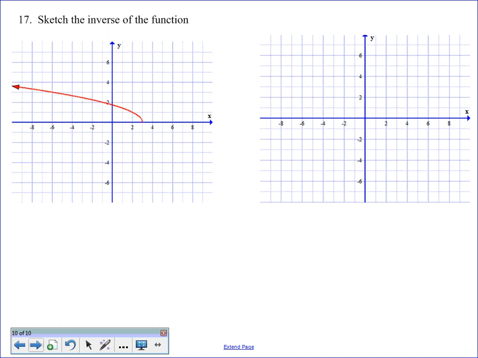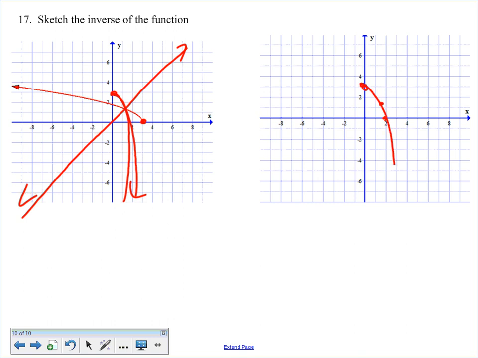So this last one says sketch the inverse of the function. And the key to this is to remember that inverses are symmetric along the line y equals x. So this point that was here is now going to be here. And it's going to curve down kind of like that. So what we would do is we'd start 3 over here. We know it's going to intersect somewhere along here, be a little bit here. It's going to kind of go like that.